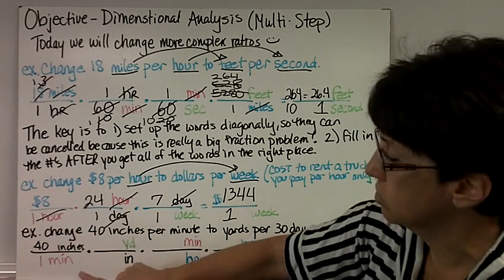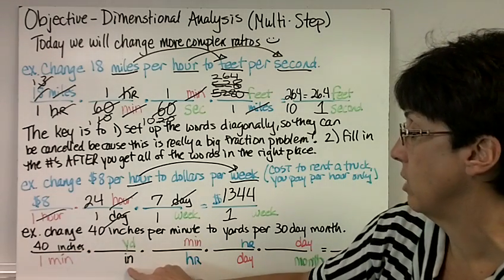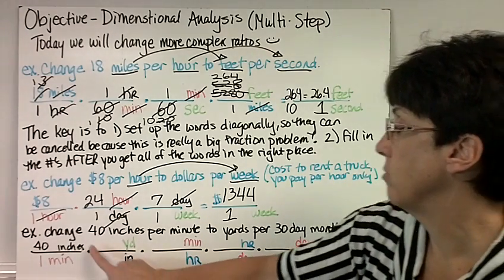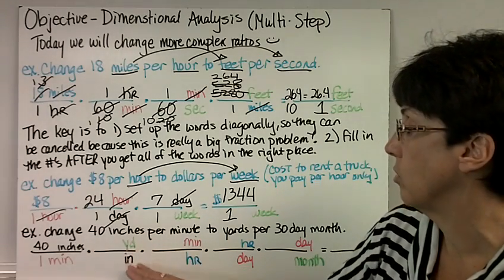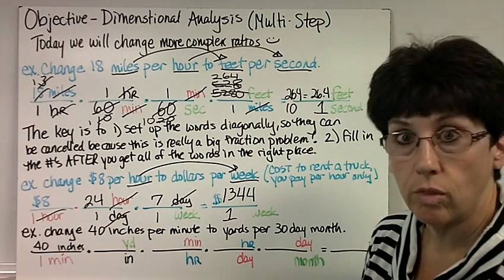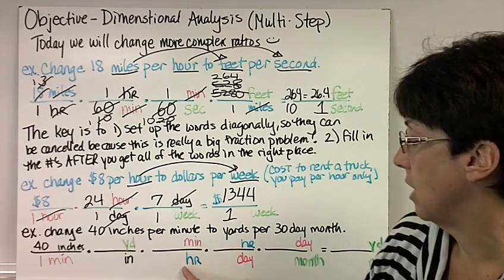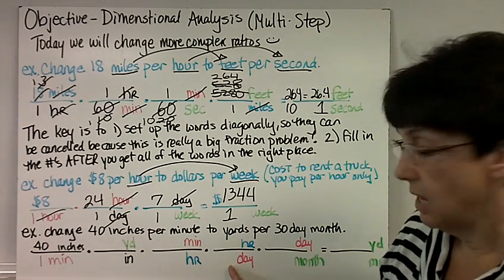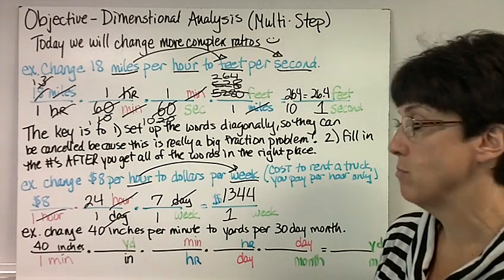So what did I change first? Look. Well, inches in the numerator, inches in the denominator. That's what I'm doing first. So I'm going to change inches to yards, and I know that conversion. Okay, so I only have to do it once. And now I need to change minutes all the way to 30-day month. So I change minutes to hours, hours to days, days per month. Let's fill in the numbers.